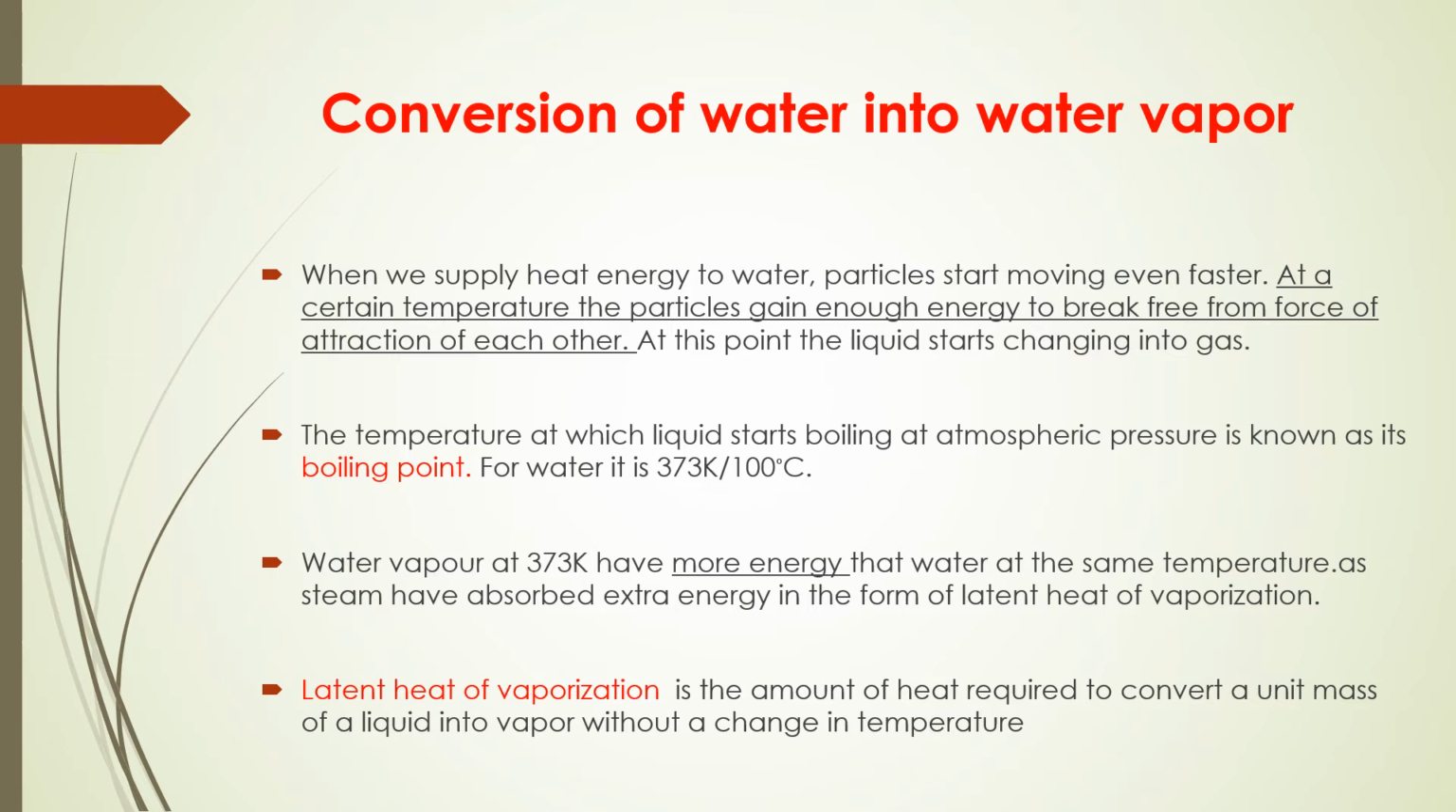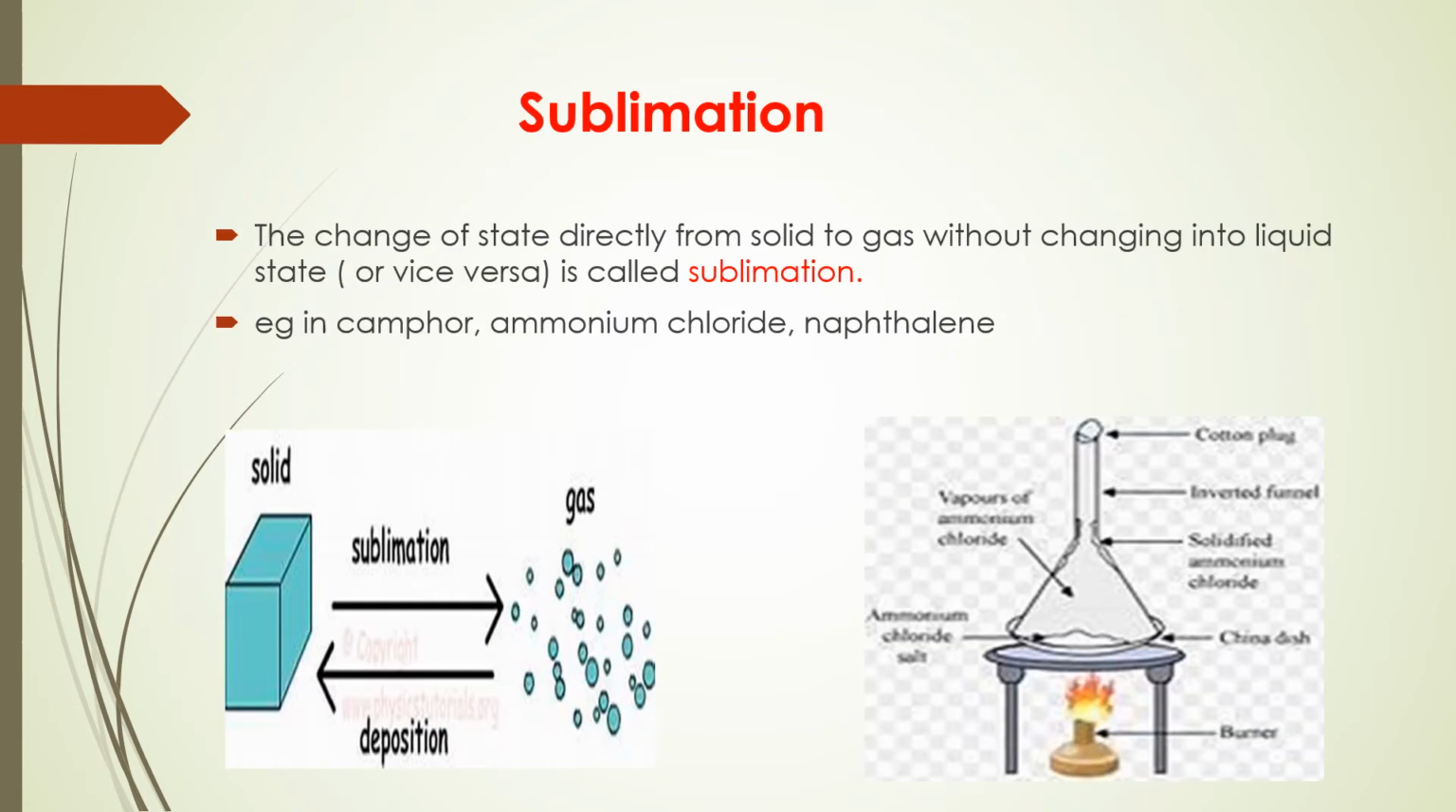Water vapor at 373 Kelvin has more energy than water at the same temperature, as steam has absorbed extra energy, the latent heat, in the form of latent heat of vaporization. Latent heat of vaporization we can define as the amount of heat required to convert a unit mass of liquid into vapor without change in temperature.